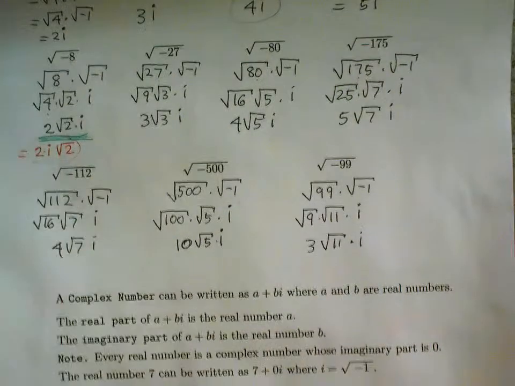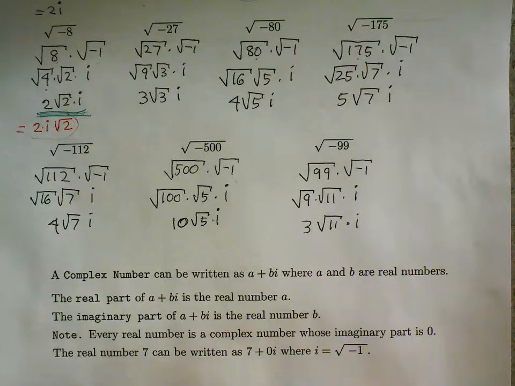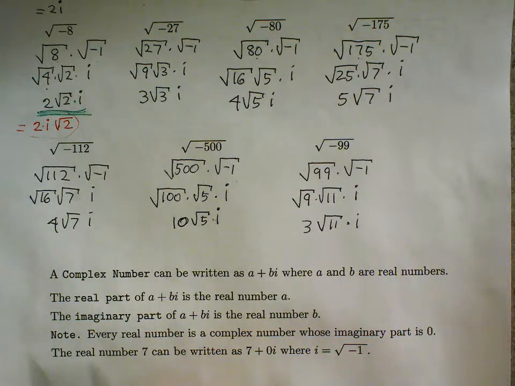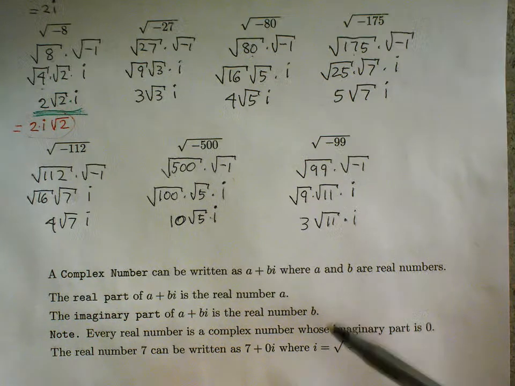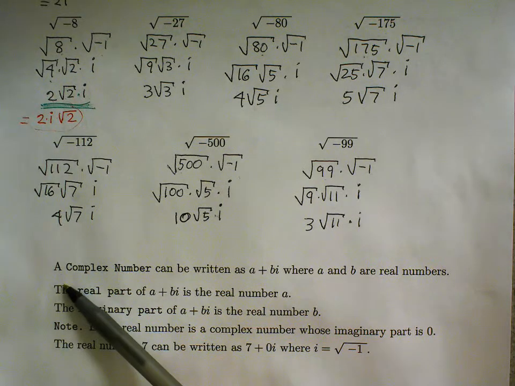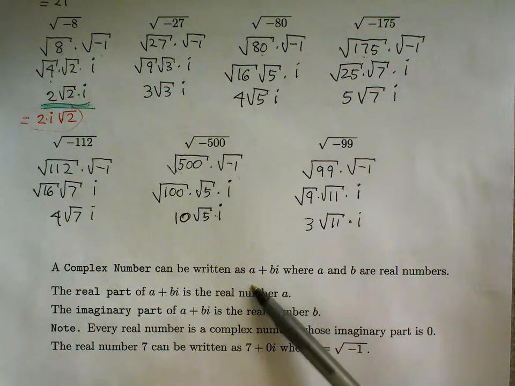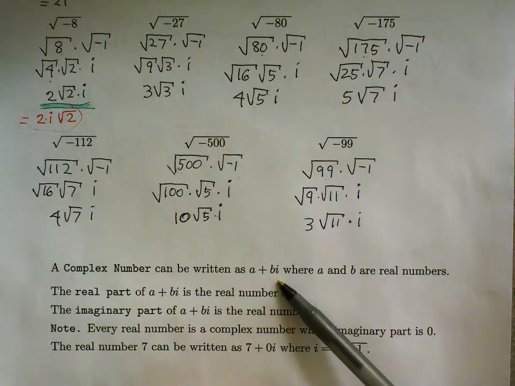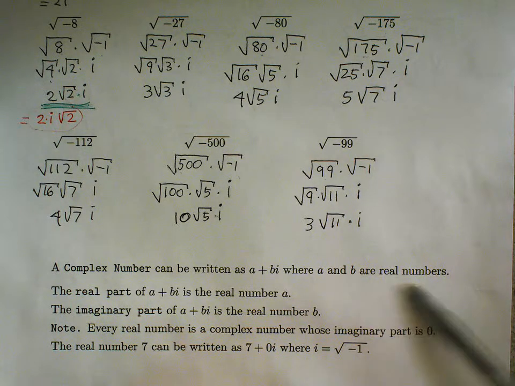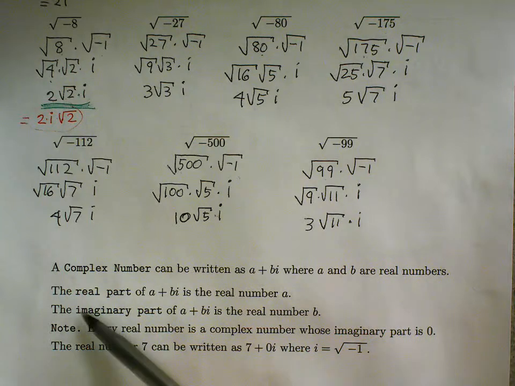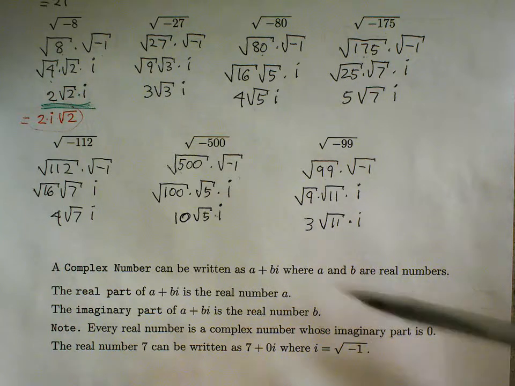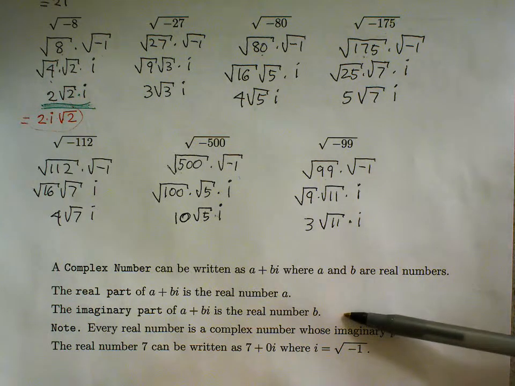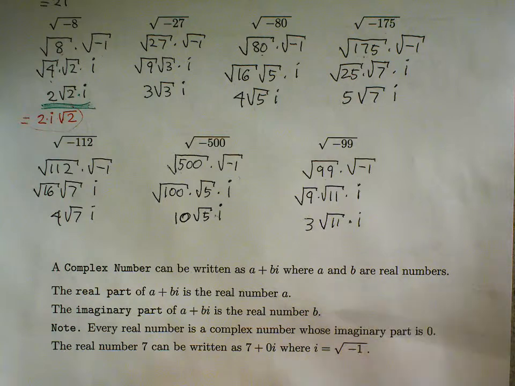Here's a little bit more information. If you go on to college algebra, you'll learn complex numbers at a higher level. But for now, I'll just mention the definition of a complex number. A complex number can be written in the form a plus b times i, where a and b are real numbers. The real part of a plus b times i is the real number a. And the imaginary part of a plus b times i is the real number b.